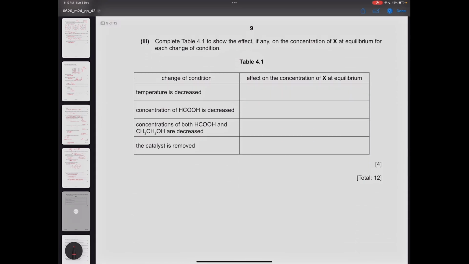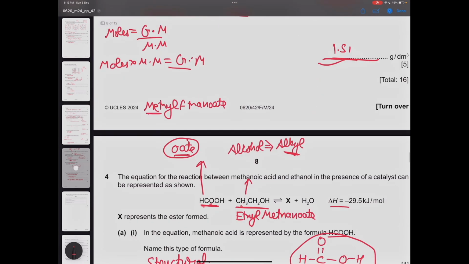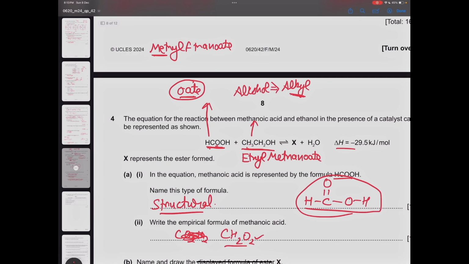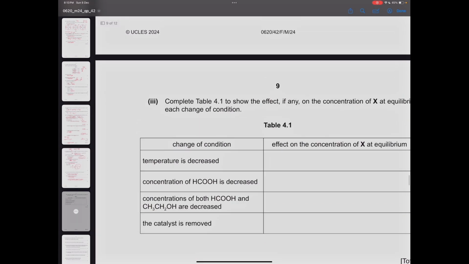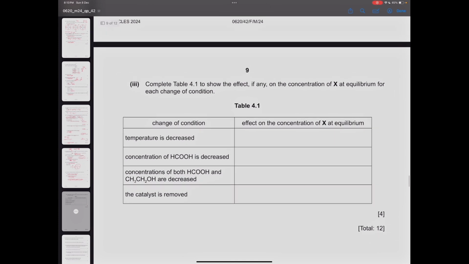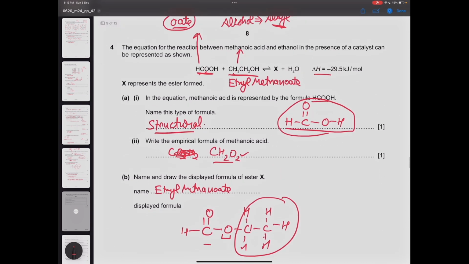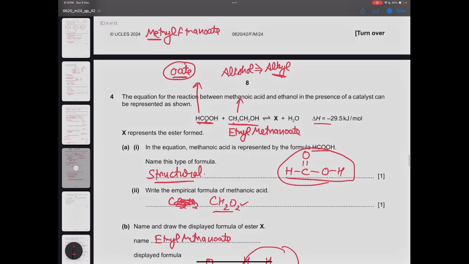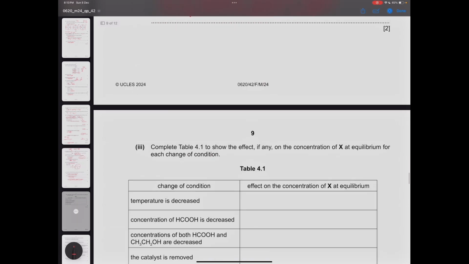Now, another equilibrium question. Complete 4.1 to show the effect, if any, on the concentration of X. What is X? X was the ester, I think, right? So it's our product. When the temperature is decreased, now it's an exothermic reaction. How do I know? On the top it was mentioned delta H is negative. And in an exothermic reaction, as temperature is decreased, it favors the forward reaction. Now, just think about it. If you're favoring the forward reaction, it means you're going towards the product. So the product should increase. Very logical, I think.